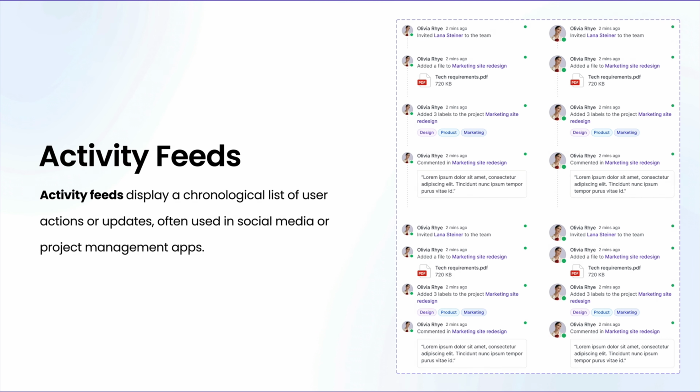And we cannot talk about UI UX without mentioning activity feeds, since these are going to be some of the most popular elements, especially in social apps and in any app, really, especially when it comes to notifications and activities of the users. So activity feeds, as the name suggests, essentially display a chronological list of user actions or updates. And they are often used in social media or project management apps in that context.